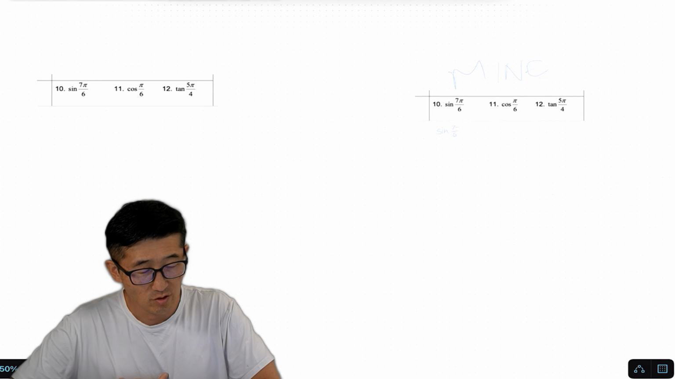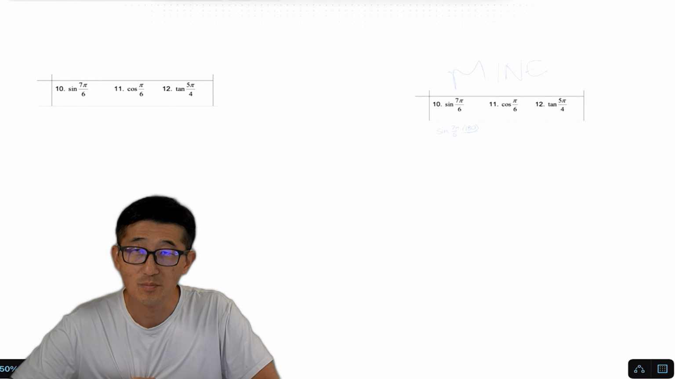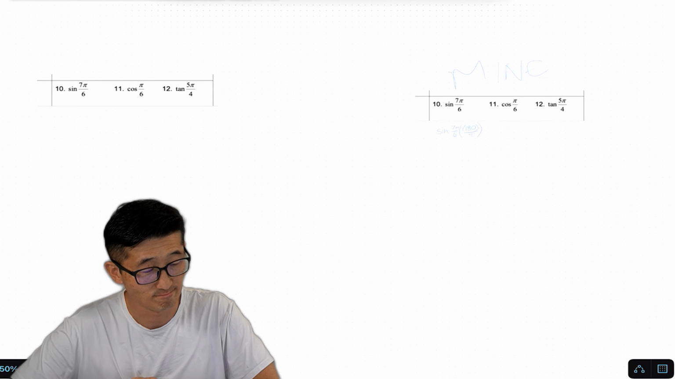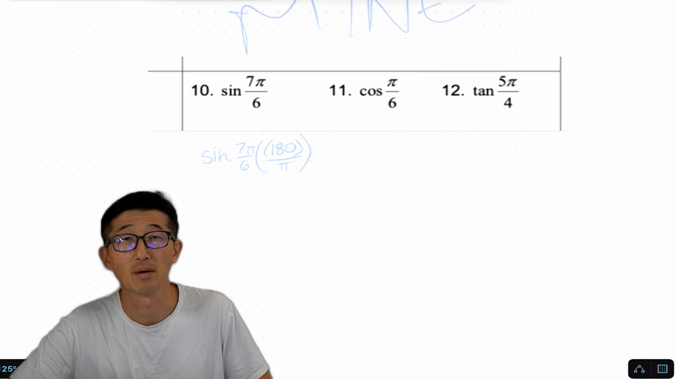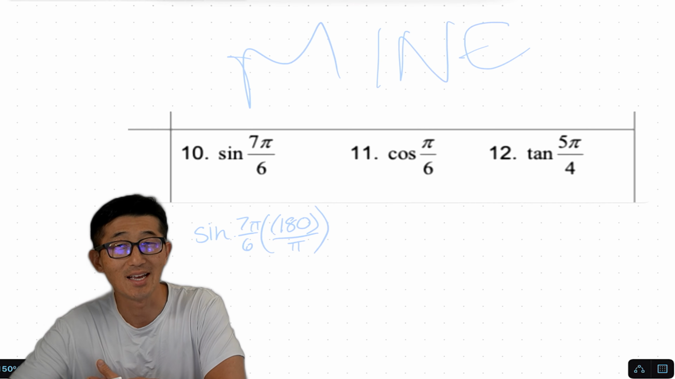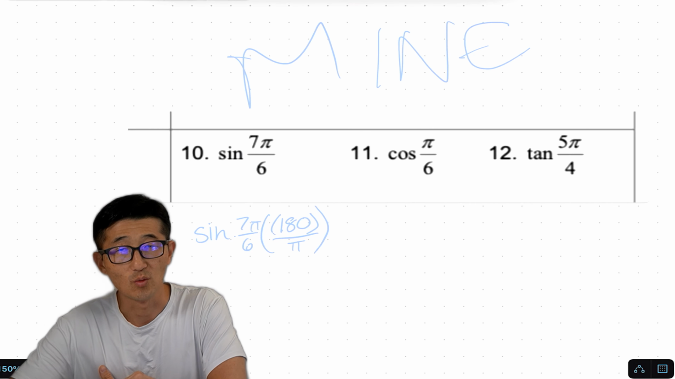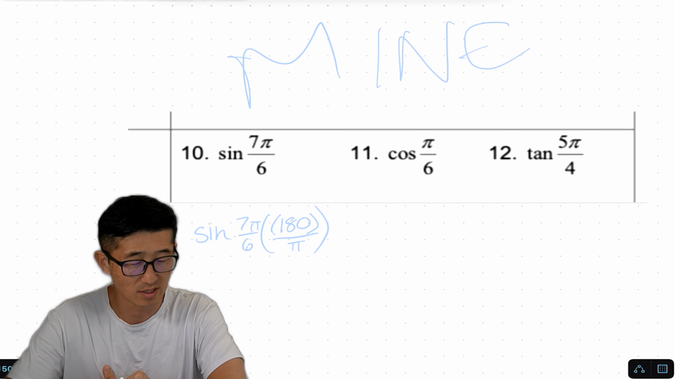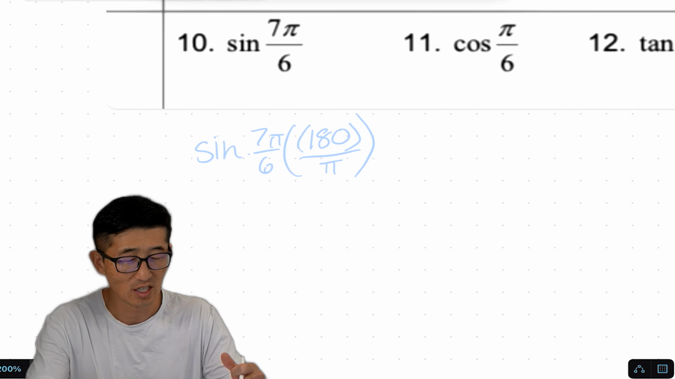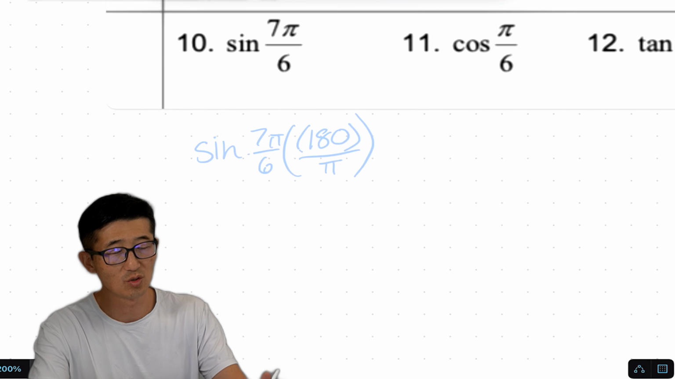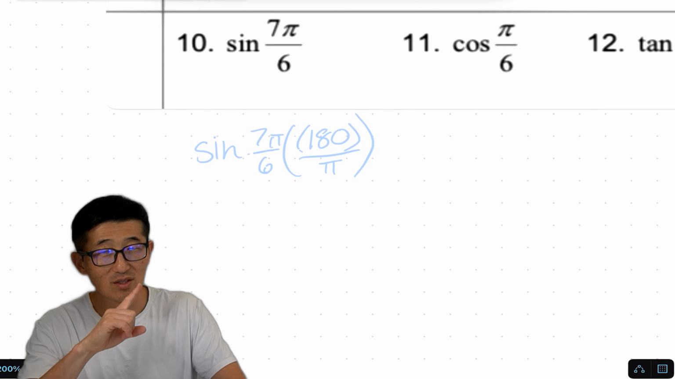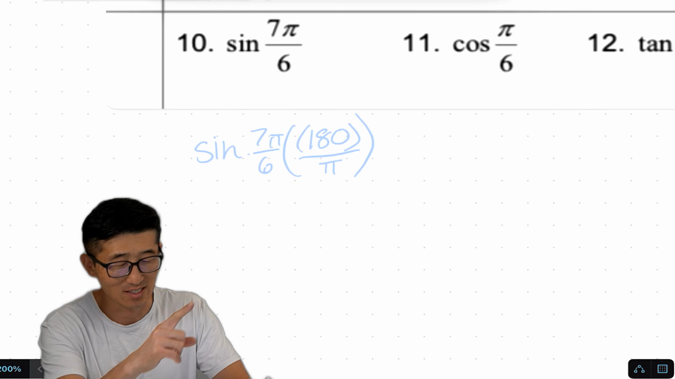Okay, give me the value of number 10. What is 7 sine of 7 pi over 6? Now, hold on. Okay, what you're trying to do right now is just whatever you're trying to do on your own. You're trying to change the radian into what? Degrees. Well, first of all, you cannot write it like this.